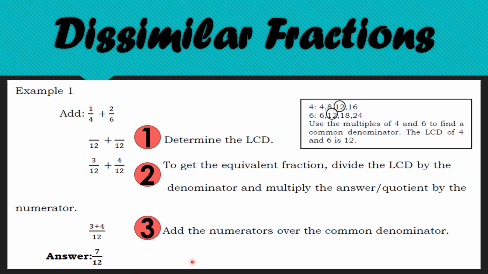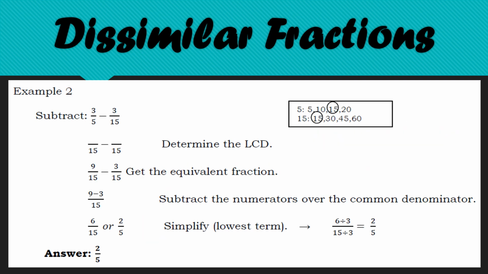Step 3. Add the numerators over the common denominator. 3 plus 4 is equal to 7 and copy the denominator 12. The final answer is 7 over 12.